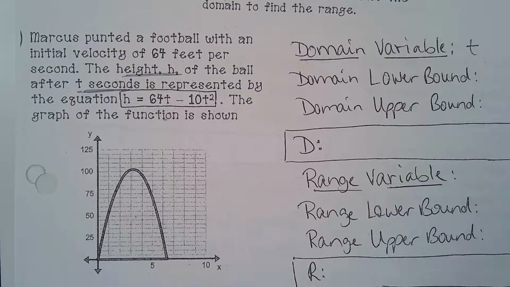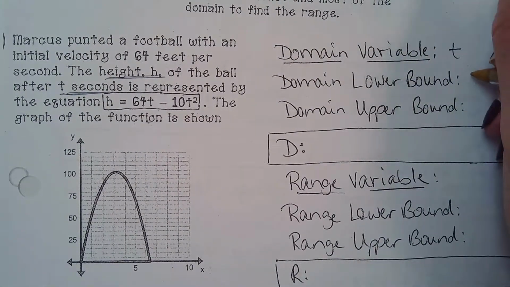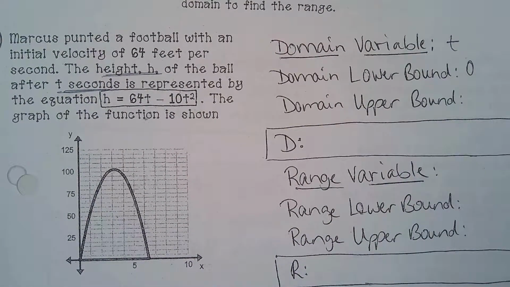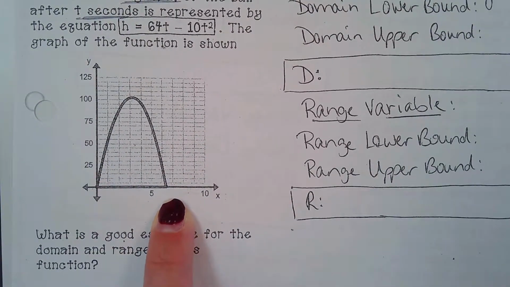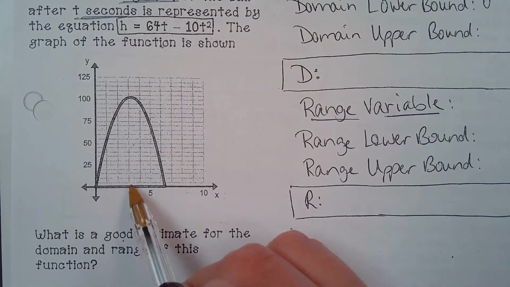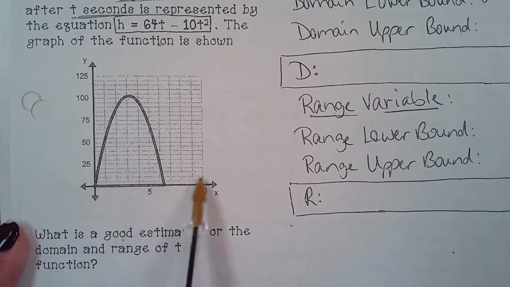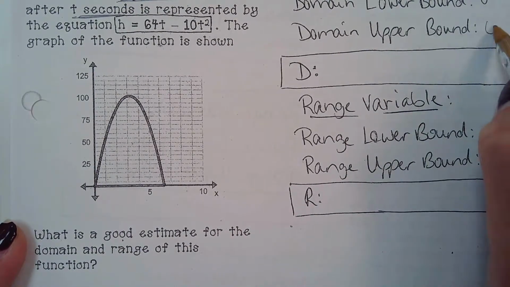What's the smallest amount of time that you think we could possibly have? 0, right? So that would be your domain lower bound. And then your upper bound, if you look on your graph, can we tell where it looks like it's ending? 1, 2, 3, 4, 5. Remember, domain is from left to right, so we're going from 0 to 6. Yeah, I think it looks like 6.